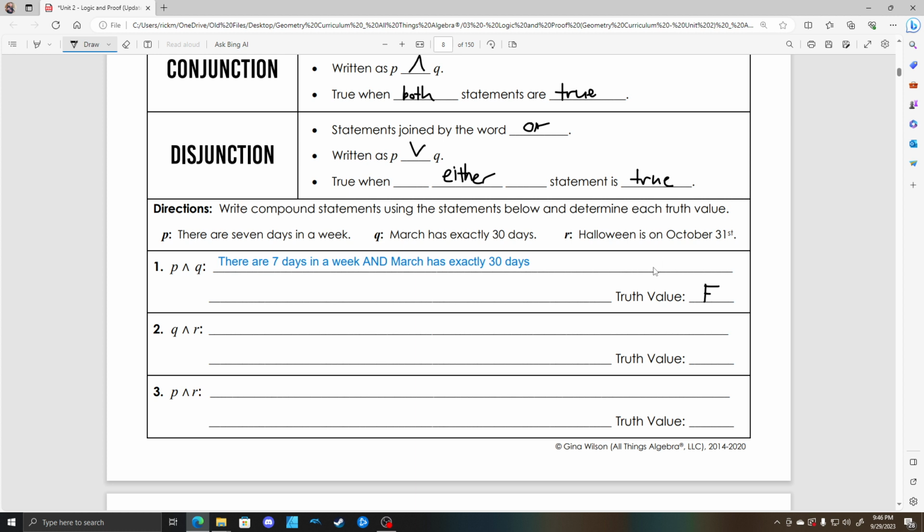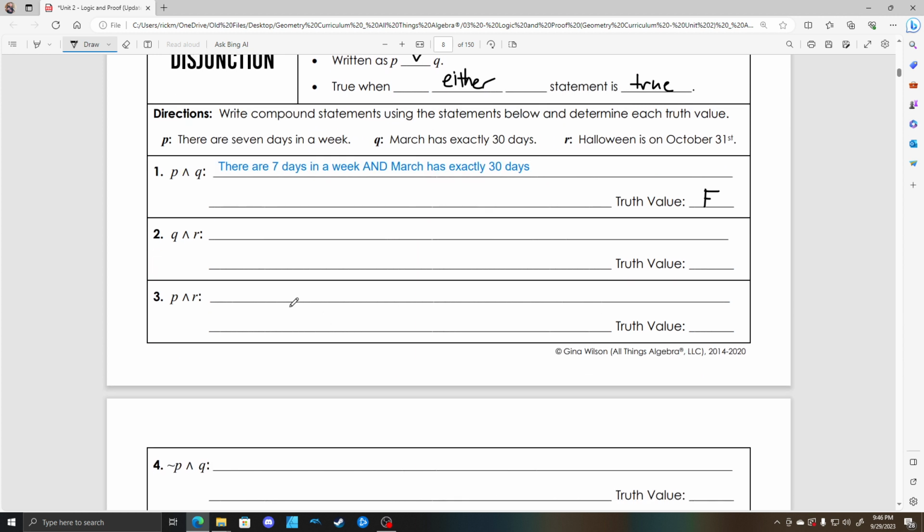All right, so let's go ahead and do number 3. I like to do the odd problem, so let's do number 3. So this one we have a P and an R. So let's see. Both P and R would have to be true in order for this one to be considered true. And P is, there are 7 days in a week.